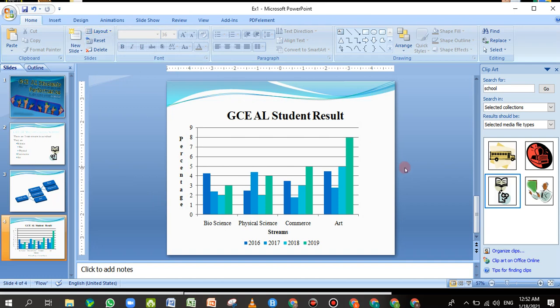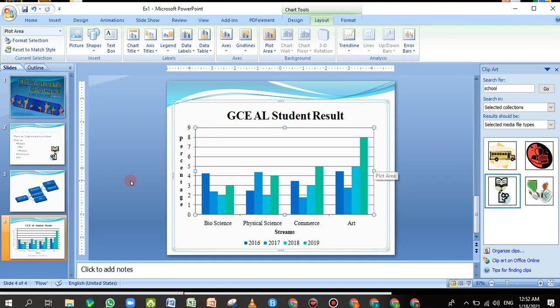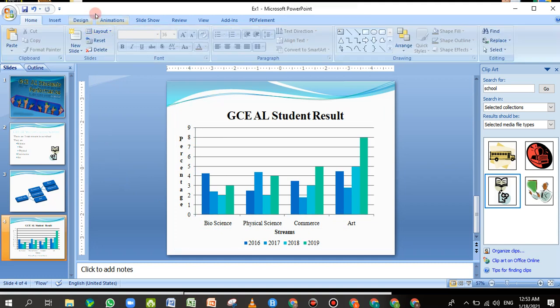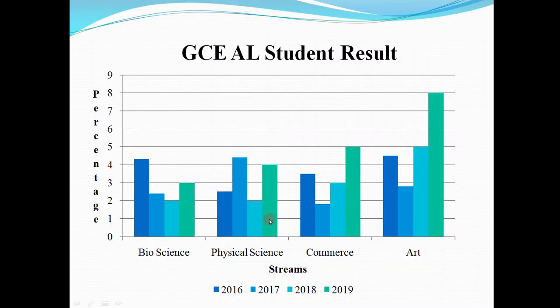And then another one is, since this place is empty, I can expand it. Okay, again I select it and go to layout. You can see data labels. Now you can see when I move the mouse pointer, you can see the amount here. Okay, 4.3. But when you go to slideshow, you can't see it there.